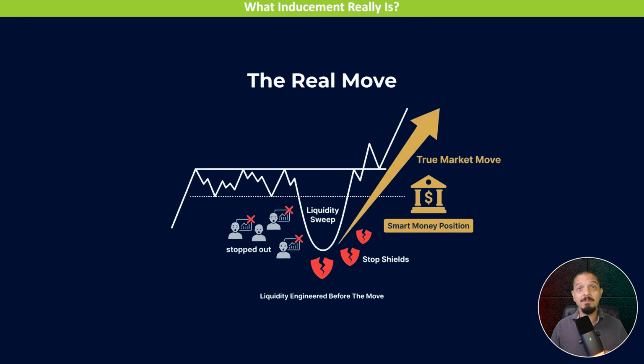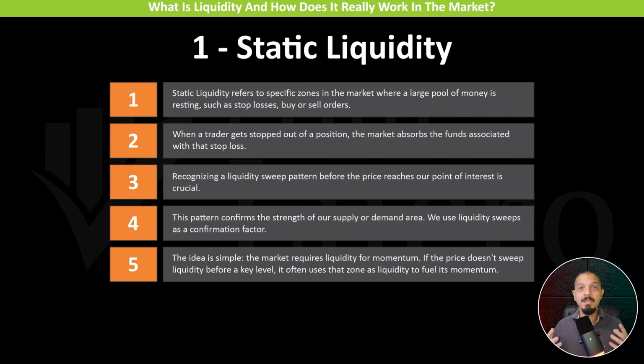To understand this behavior even more clearly, we need to look at where liquidity actually sits on the chart. This brings us to the concept of static liquidity. Static liquidity refers to specific zones in the market where a large pool of orders is resting, such as stop losses, buy stops, and sell stops.